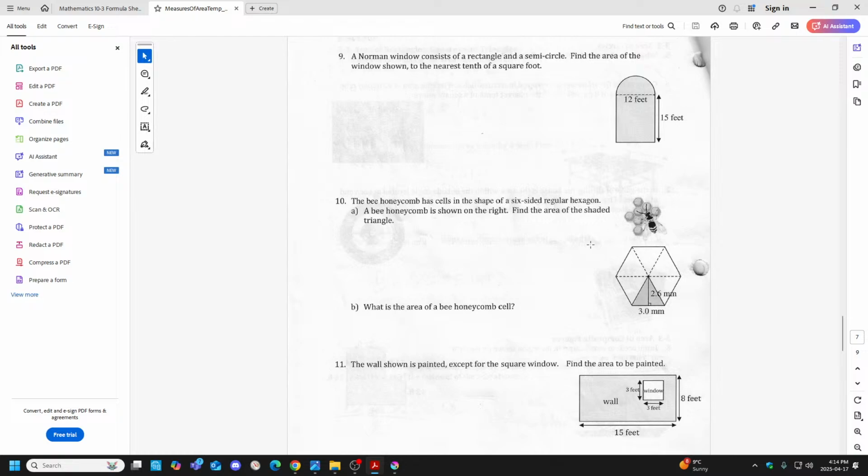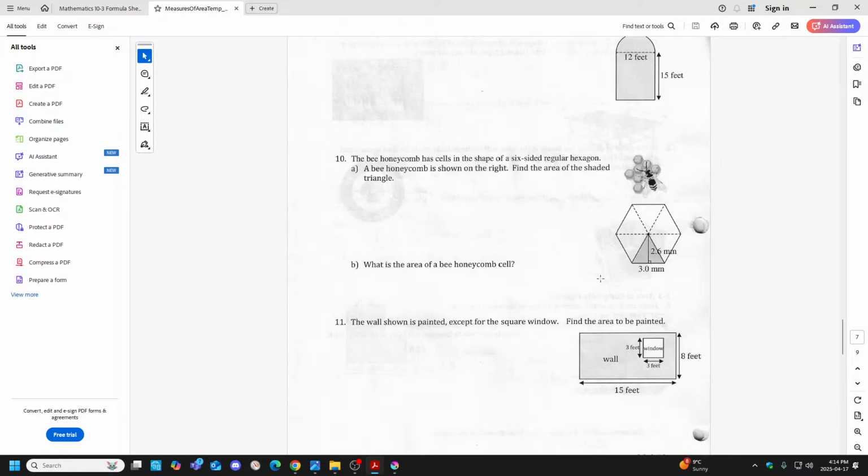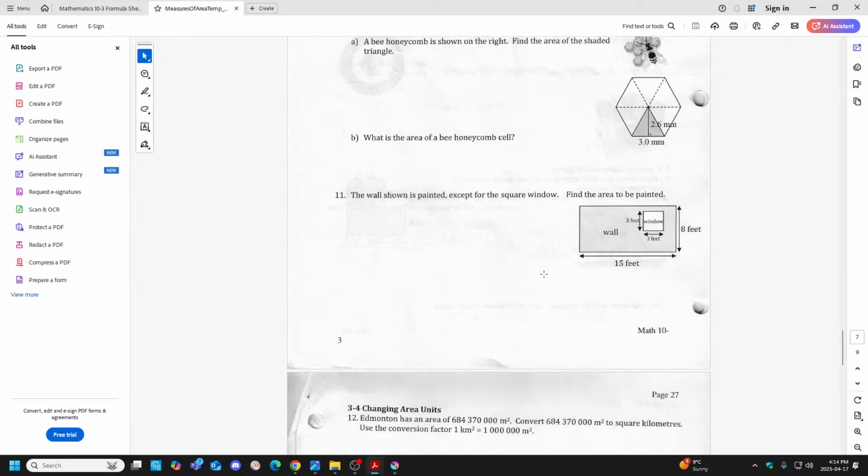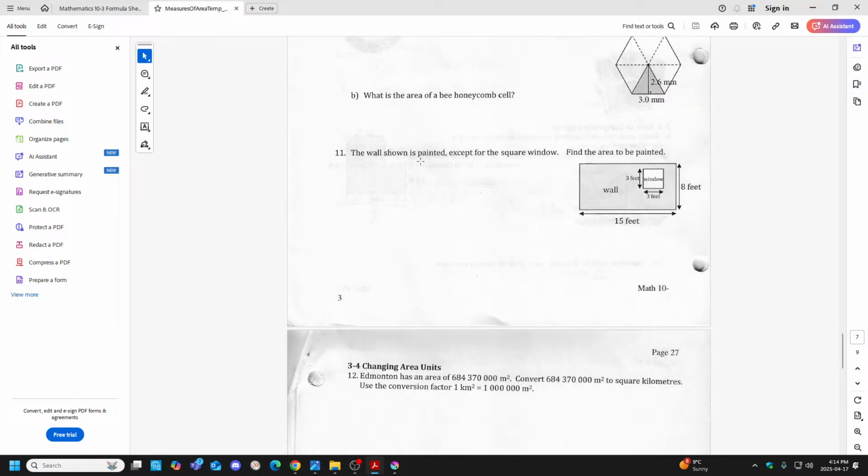Here's a little more. This is kind of like the stop sign question. We kind of did that already. It's no different, very similar, guys. Again, this is more practice for you. The wall shown is painted except for the window. Calculate the total area. Calculate the area of the window.